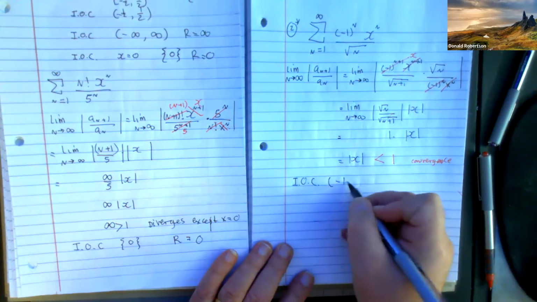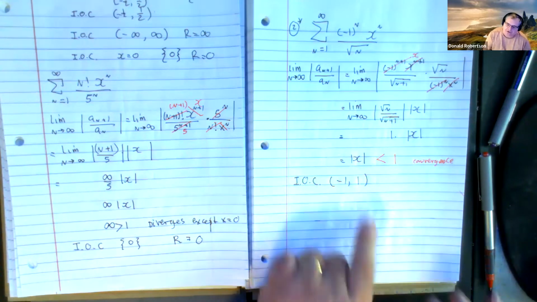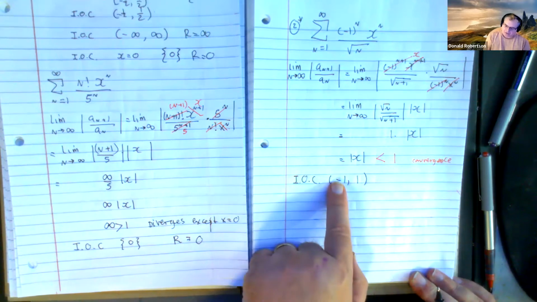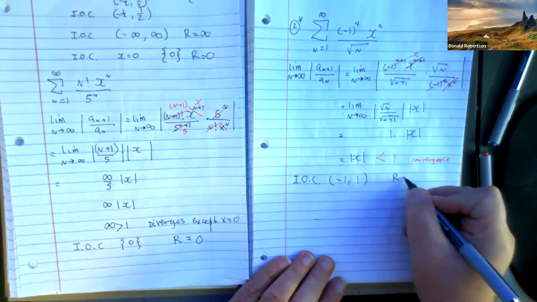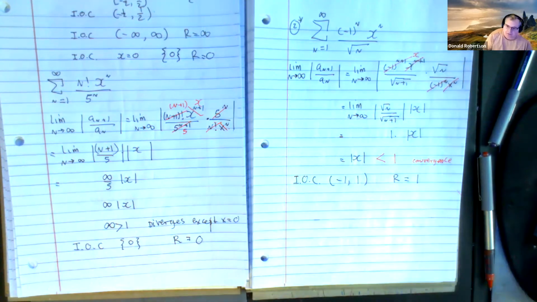So I know what my initial interval of convergence is. It's all the values of x that have the property that their absolute value is less than 1. So that's all the numbers from -1 to 1. And I know the radius of convergence is 1. So far, so good.